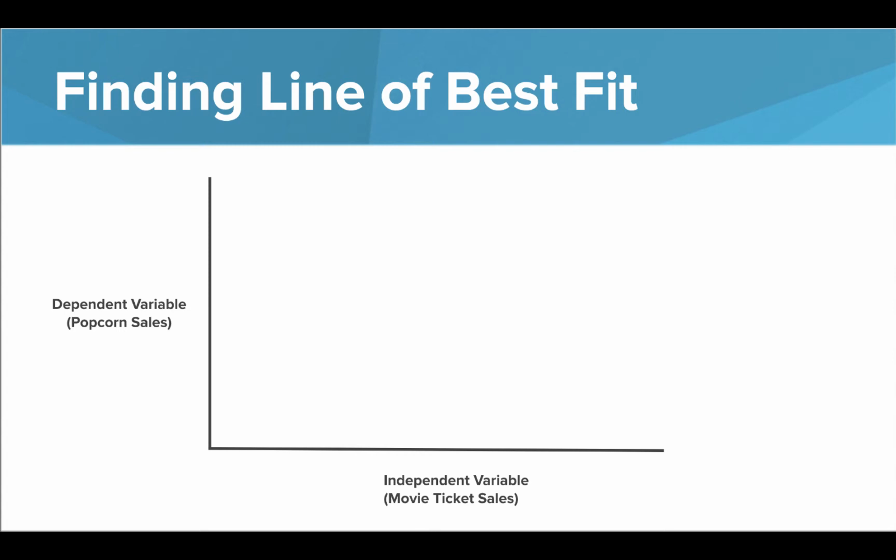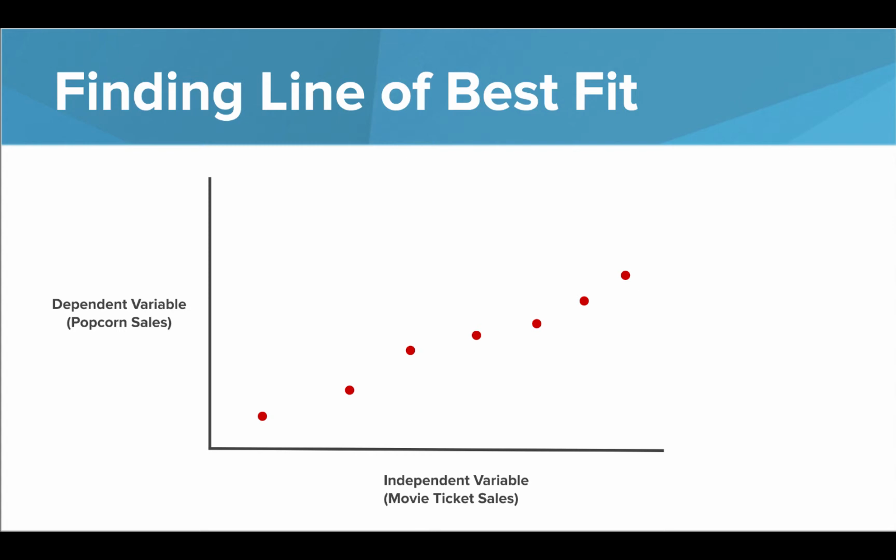The y-axis represents the dependent variable. This variable directly depends on the independent variable. In our example here, popcorn sales are directly affected by movie ticket sales. This means that there's a relationship between both variables, and that as the value of movie ticket sales changes, the value of popcorn sales is likely to change as well.